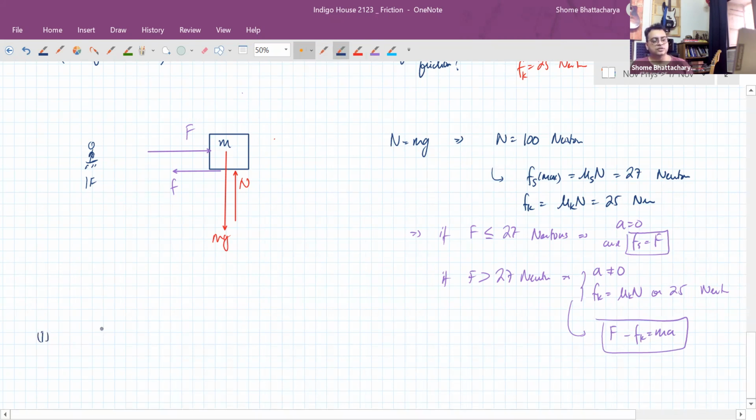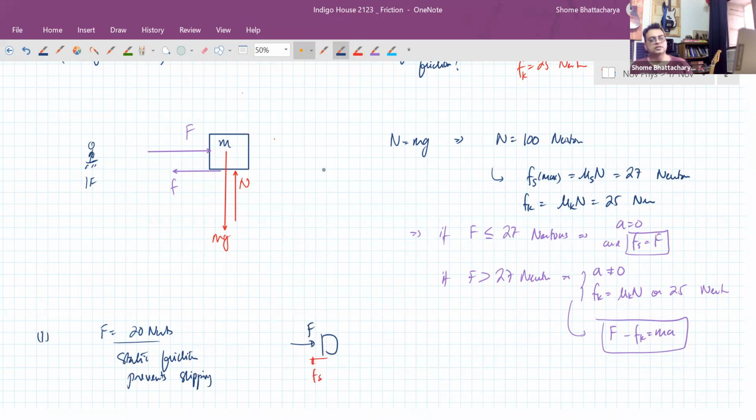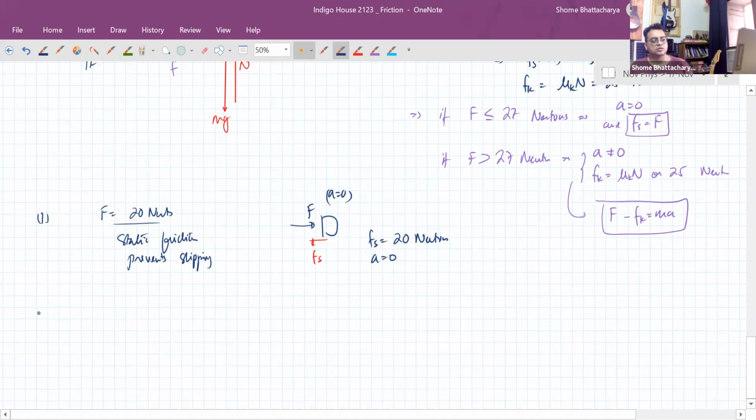So for example, in the first case, we have taken F as 20 newtons. So this will be the case where static friction acts. Static friction prevents slipping, or prevents the tendency to slip. So my external force is just balanced by an equal and opposite static friction, which keeps the block at rest. Same in the second case also. Same type of FBD.